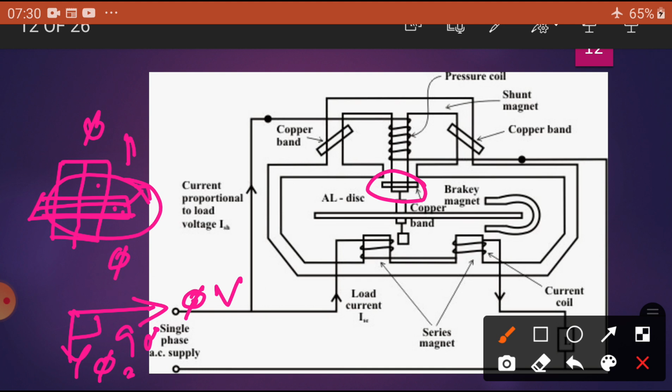It is provided on the center limb, and sometimes we can use the ear also. The position is adjustable. We can easily move it up and down. Based on the movement, we can adjust the angle between the voltage and the flux produced by the voltage coil. The main function is to bring phi2 in quadrature with the applied voltage. So, dear students, just remember that. Now, coming to the driving system.